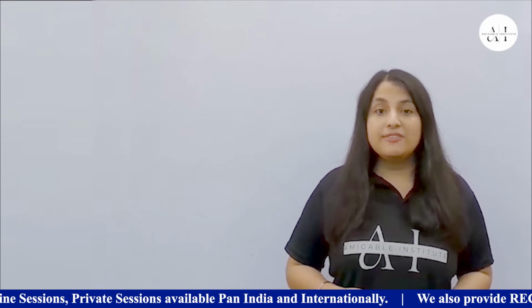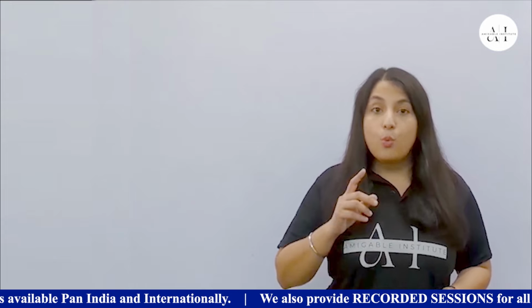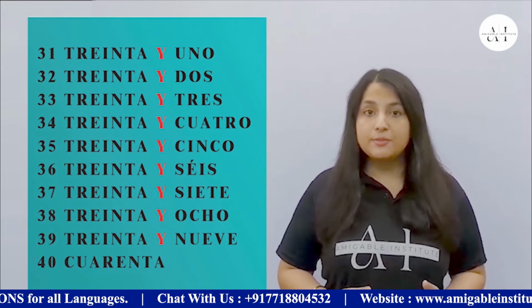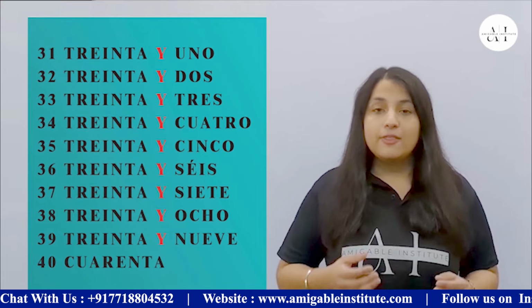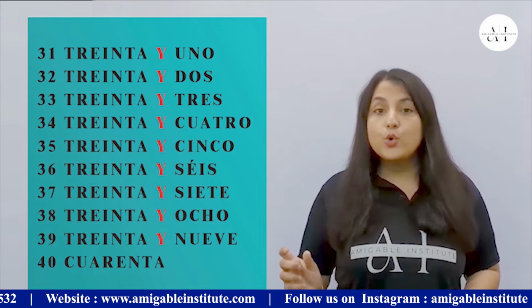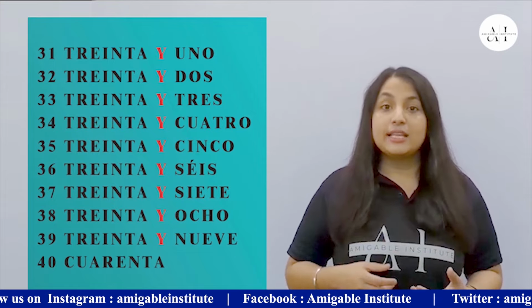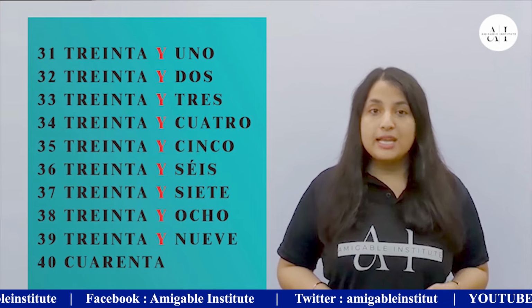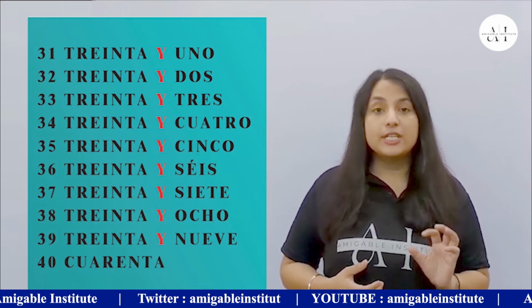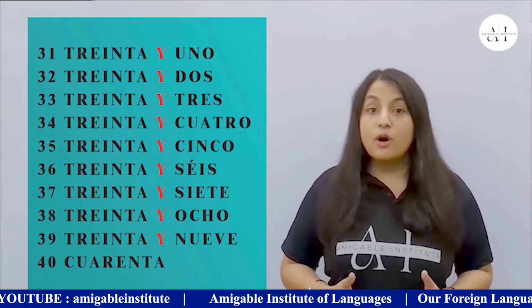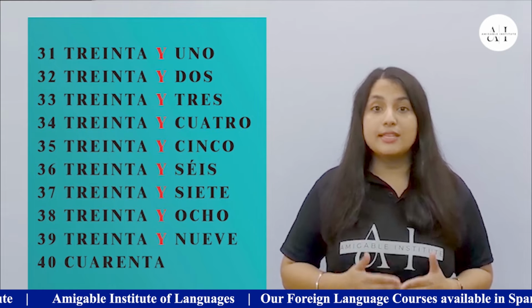So from 30 onwards, we will add another letter, which is Y, and it is pronounced as E, and it means and. So repeat after me. 31 would be treinta y uno, which means 30 and 1. 35 would be treinta y cinco or 30 and 5. That's how you say numbers in Spanish. From now on till 100, you will use this pattern.